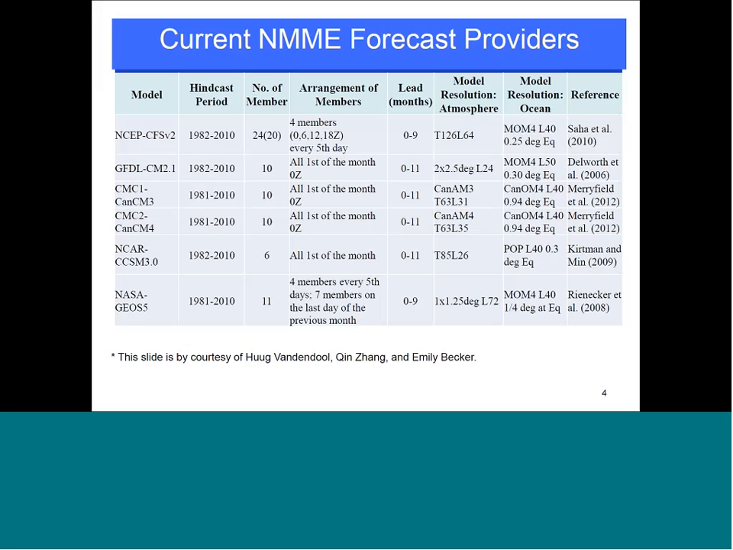So just to give you a quick look at what the models are in the current NMME system. You can tell, there's NCEP CFS version 2, the NOAA GFDL model, two Canadian models, one old version of NCAR CCSM 3.0, and one NASA model.